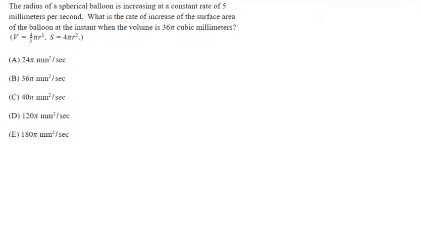So we have a spherical balloon, and we're told that the radius is increasing at a rate of 5 millimeters per second. And we're looking for the rate of increase of the surface area of the balloon when the volume is 36 pi cubic millimeters.